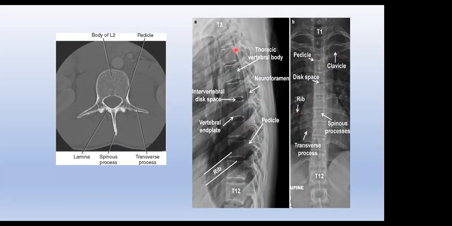While in lateral view, we have thoracic vertebral bodies, neuroforamen, and intervertebral disc space, superior vertebral end plate and inferior vertebral end plate, and pedicle. In addition to that, we can see the ribs.